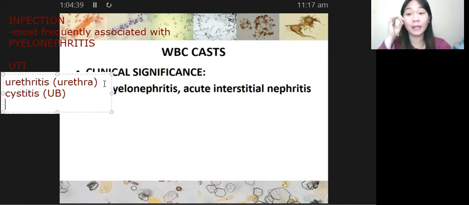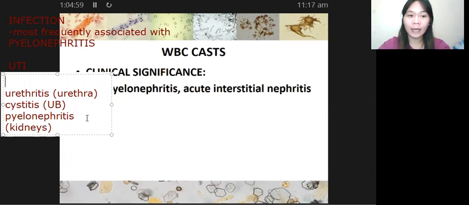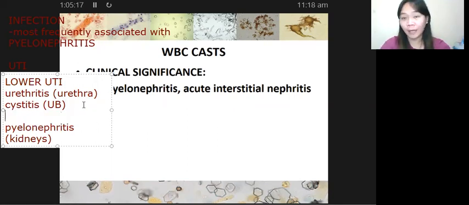Ang next na pwedeng ma-infect ay yung ating kidneys. So infection of your kidneys is referred to as pyelonephritis. So ang affected na po dito ay ang ating kidneys. Meron po tayong tinatawag na upper UTI at saka lower UTI. So pag doon sa lower portion of the urinary system, syempre, ang tawag natin dyan ay lower UTI. So, ano yung mga examples natin ng lower UTI? We have your urethritis and your cystitis.